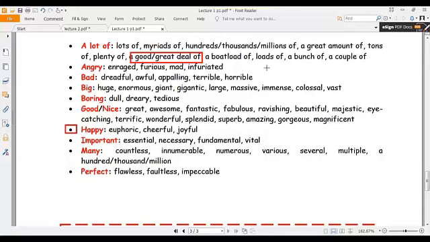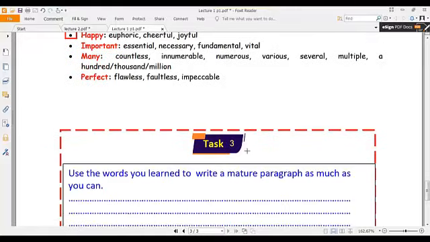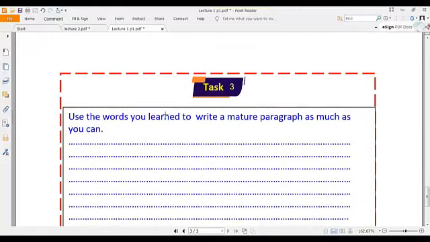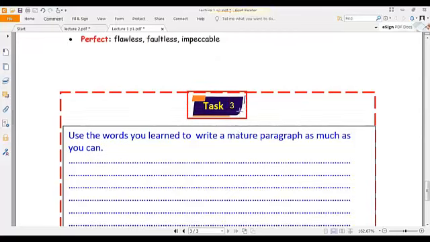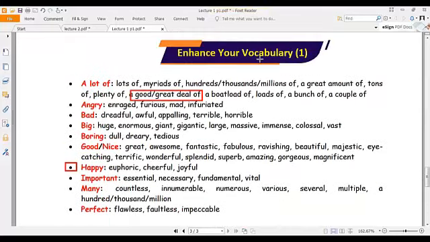Study these words very carefully using your pen and paper. Memorize them. Try to use them in your writing. Here's a task in which you can use these words, task 3. So try to use this vocabulary more and more. Enhance your vocabulary and develop your lexis. Okay, do you understand what we should do with these words?